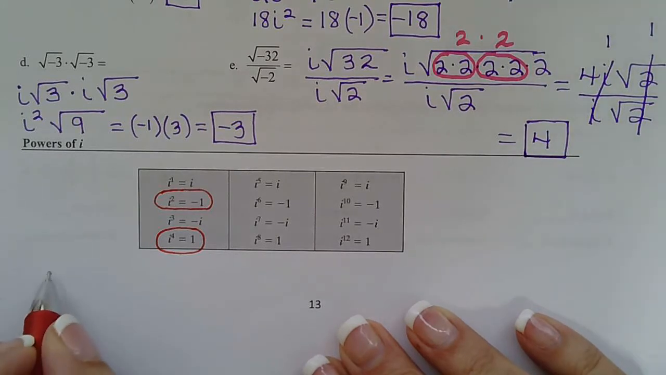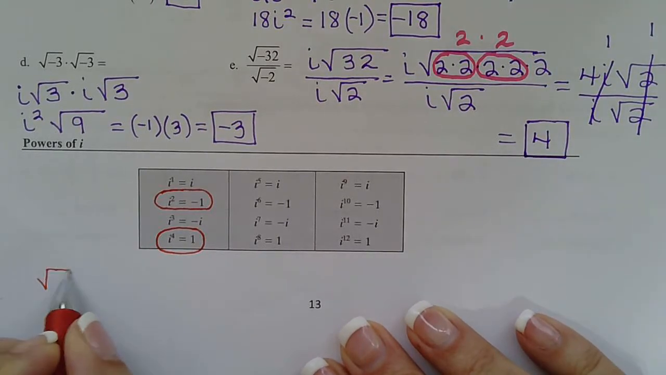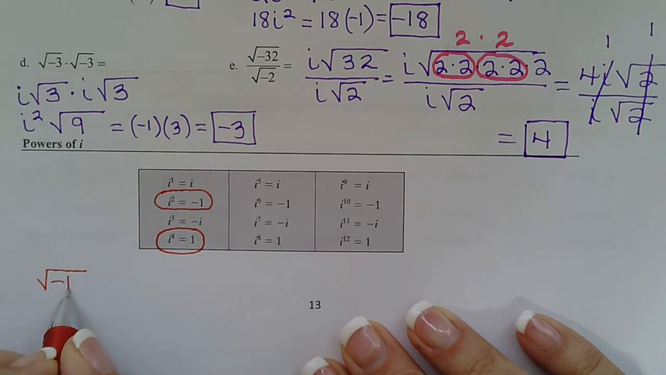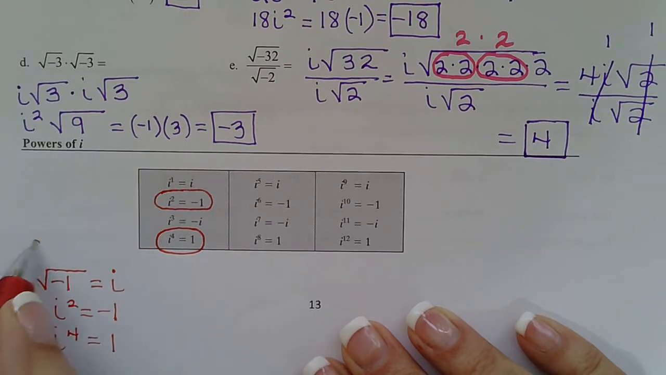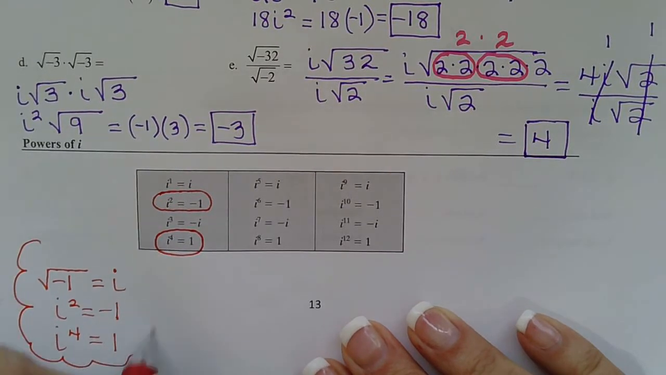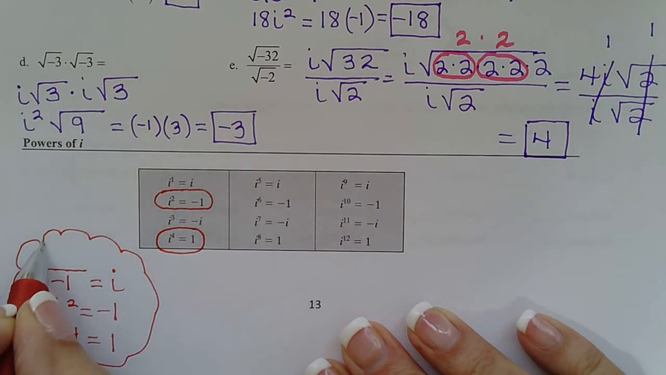So here's three things just to remind you of what you need to remember from this section. The square root of a negative number is just i. And remember, this is really one i, we just write i. i squared equals negative 1. i to the fourth equals positive 1. So those are the three big things from this section that you need to remember for your test.